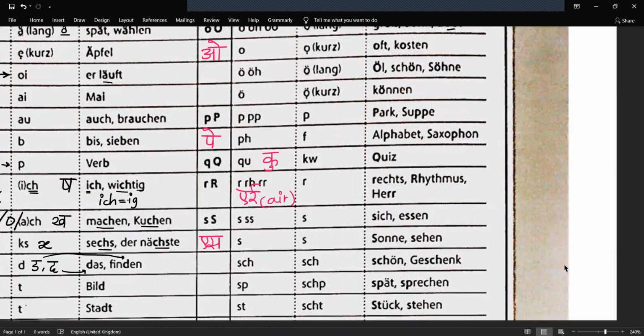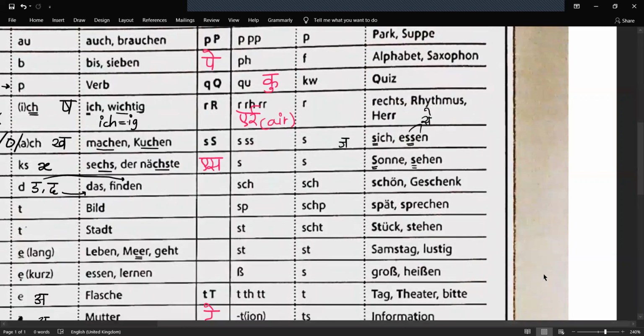That was with R. Then with S. Often, if a word starts with S, then it is going to have the Z sound. So this is sie, Sonne. But in the middle, it's going to go back to being s. So this is essen. Then Sonne, sehen.